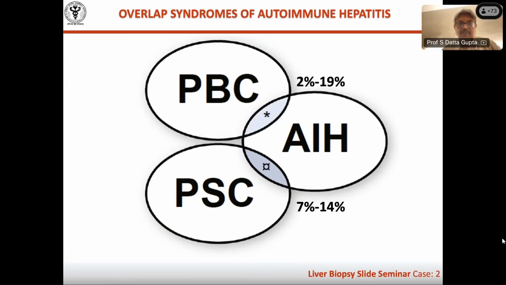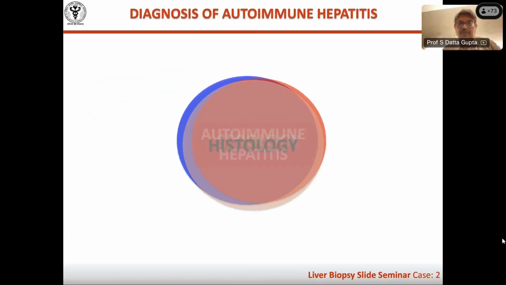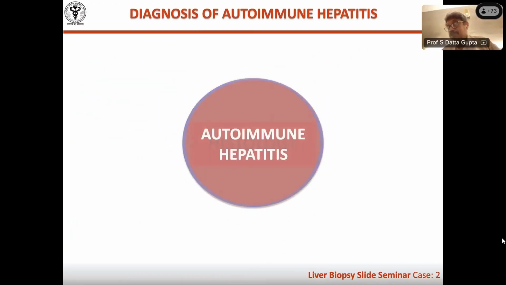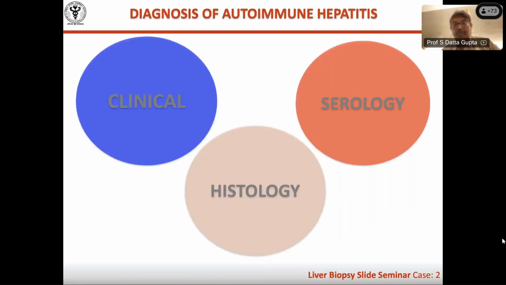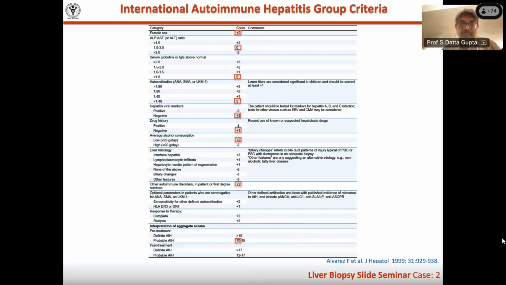So you can get an overlap, of course, with autoimmune with the other two. Right. So the diagnosis is all three: clinical, serological, histology, all three before you make a diagnosis, right? You can suspect. You know, this was the earliest clinical thing for suspecting, but it had problems.